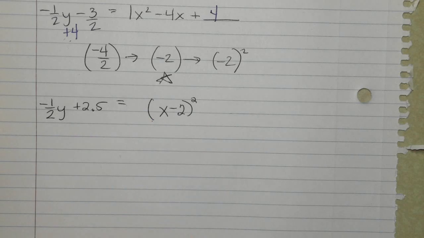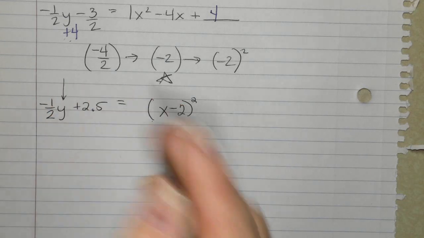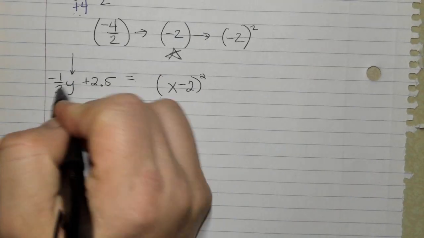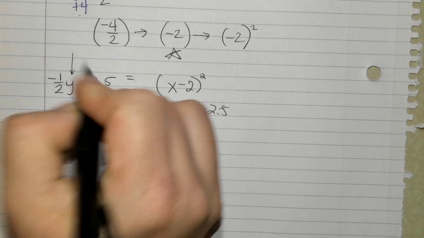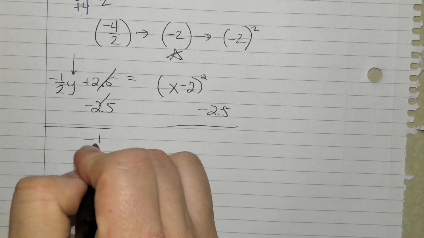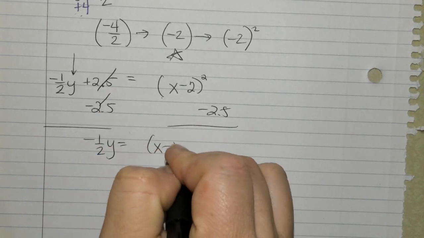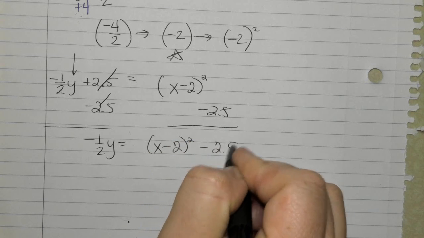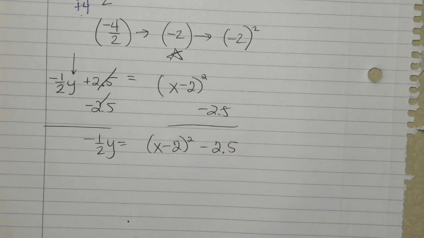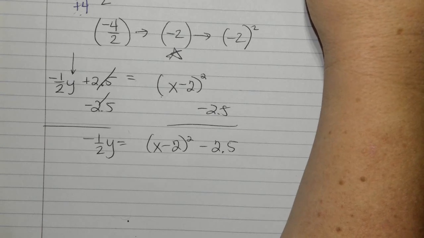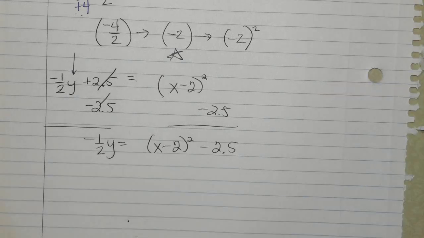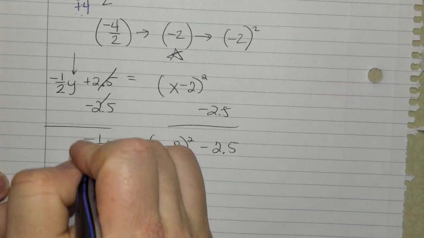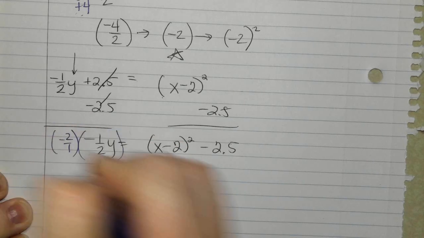There's 2 steps left and we're done. We want to isolate the y. We're putting this again in vertex form. So first I remove whatever is not touching the y. Subtract 2.5 from both sides. Okay, next I want you to think, what do you need to do to isolate the y? And the answer is we're going to multiply both sides by the reciprocal.